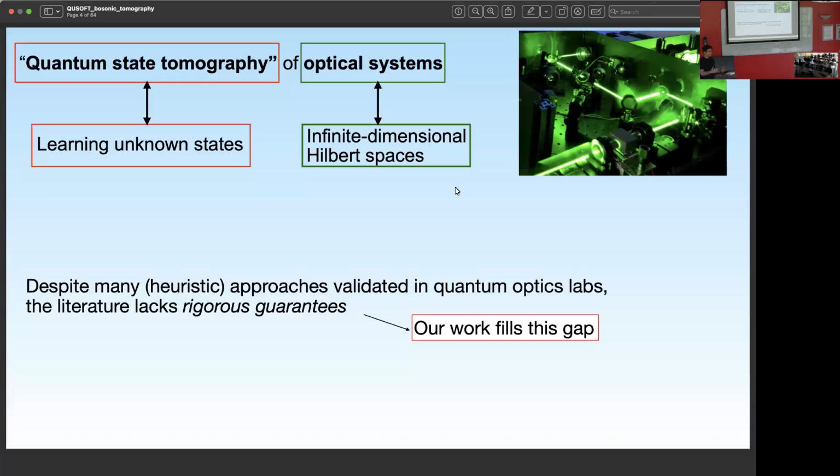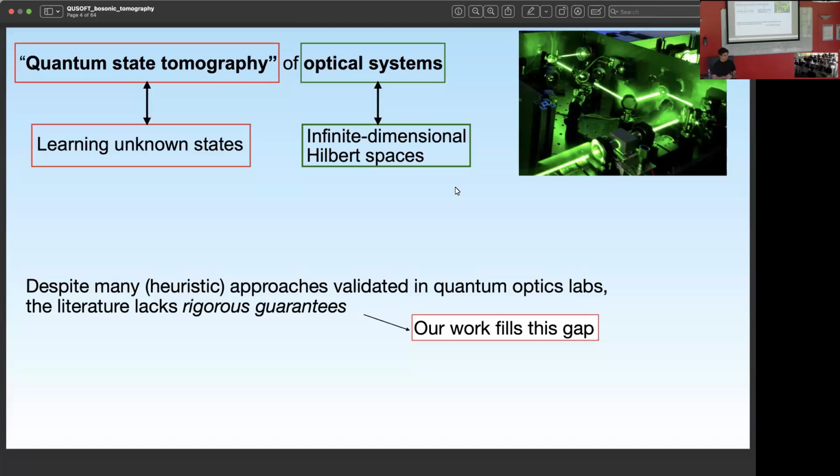However, in the last 10 years or so, quantum state tomography was studied also from the computer science point of view, in the finite-dimensional setting. An analysis of sample complexity was done for the finite-dimensional setting, but in the literature of continuous variable systems, quantum optics, this was not done. And so despite there are many heuristic approaches validated in quantum optical labs, the literature of quantum optics lacks rigorous performance guarantees in tomography. And our work tries to fill this gap.